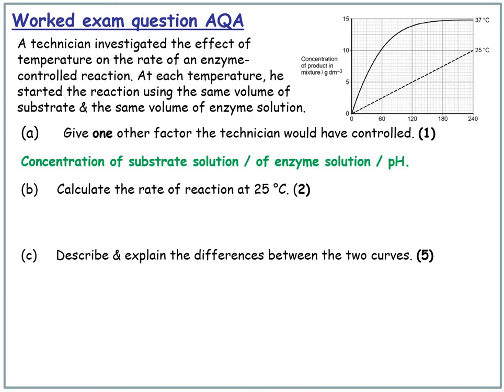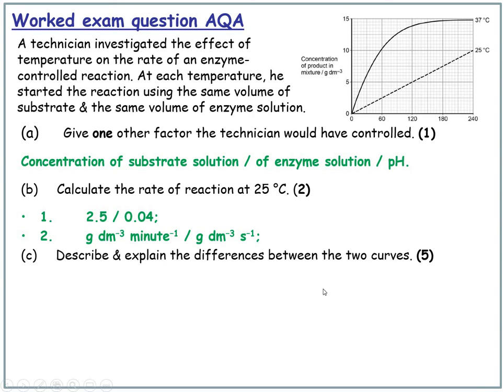Calculate the rate of reaction at 25 degrees C. Okay, so at 25, you do y over x, so it would be 10 divided by 240. So you would get 2.5 grams per decimeter cubed per minute, or 0.04 grams per decimeter cubed per second.